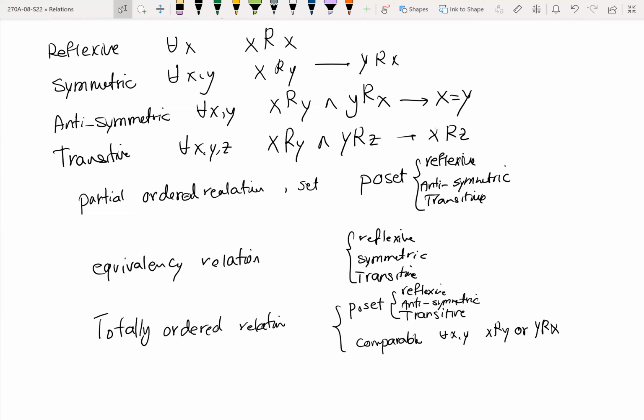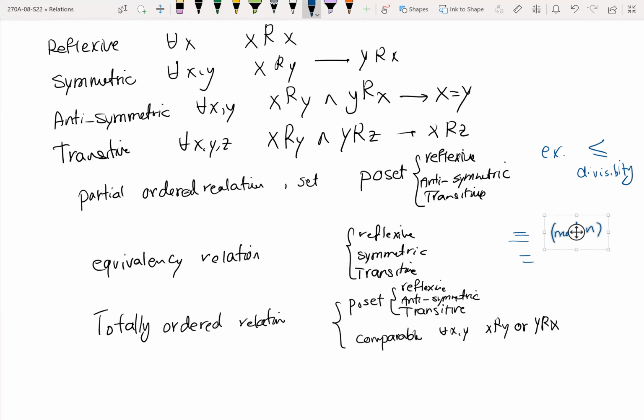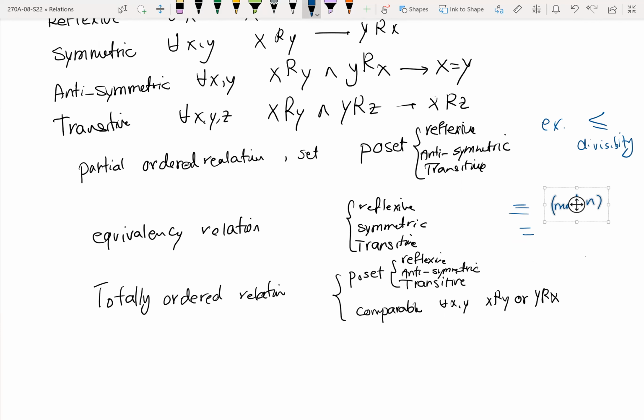You can just bring the examples, right? So partially ordered examples could be inequality. It's one example. Divisibility was another example. For equivalence, mod was one example. Equality is another example. So actually for totally ordered we also have inequalities. So this is what we have done in previous class, right?